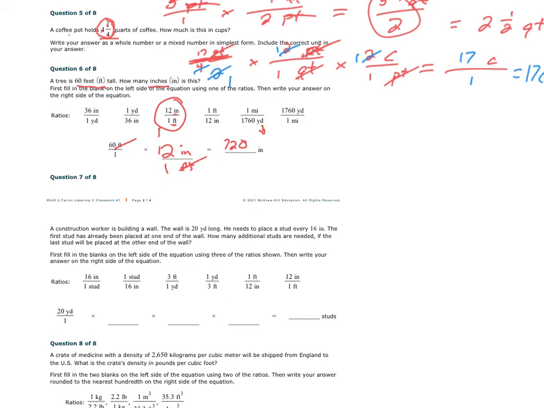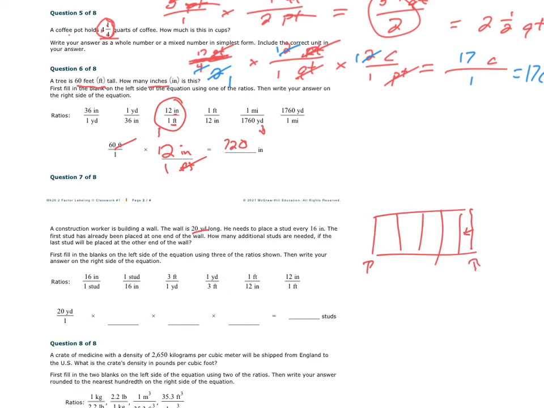A construction worker is building a wall. The wall is 20 yards long. He needs to place a stud every 16 inches. You know what a stud is? Studs are those going up and down. You don't have to draw this. These are studs, and that is true. That's how far apart you put them. The first stud has already been placed at one end of the wall, over here. How many additional studs are needed if the last stud will be all the way at the other end of the wall?